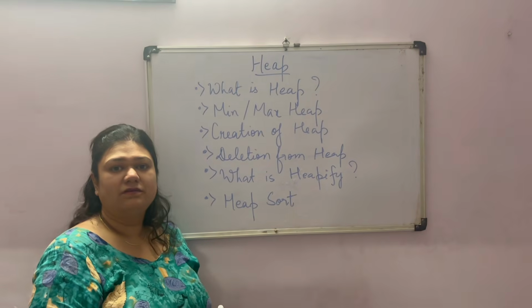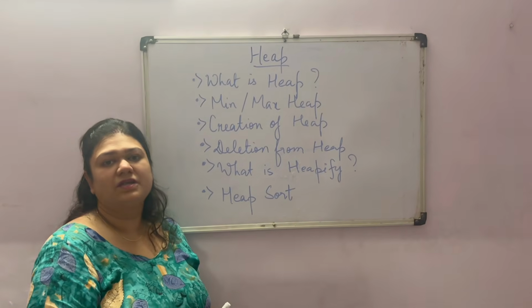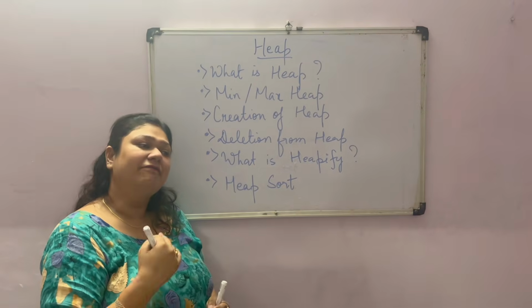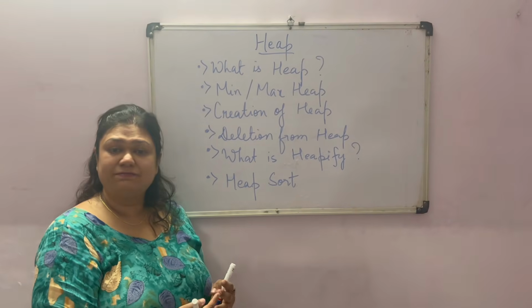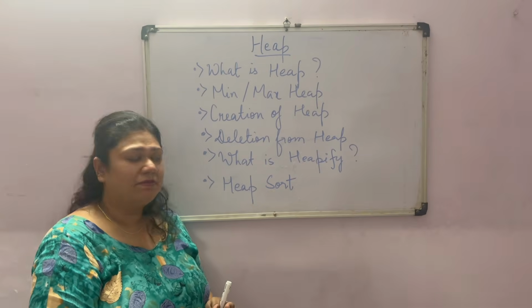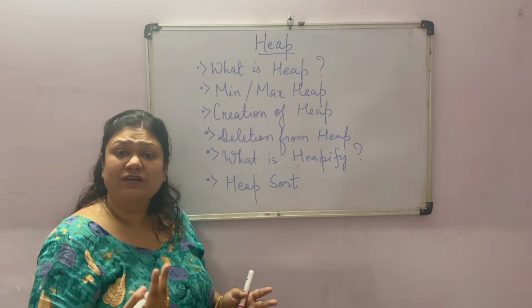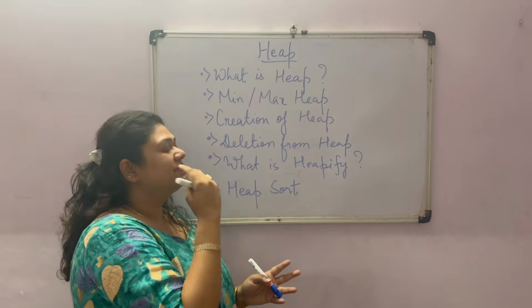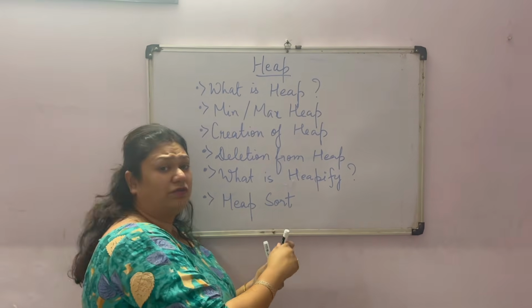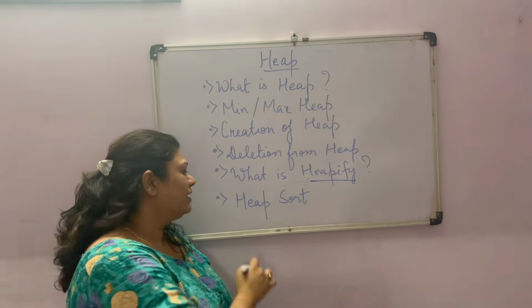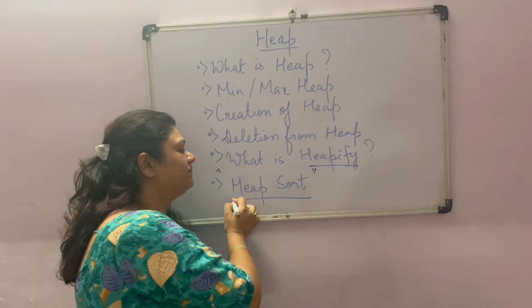So first we'll see what is a heap, types of heap which are min heap and max heap, and then we'll see about the algorithmic steps to create a heap, how to delete from an existing heap, and there is a different function called heapify function which we can use to create a heap. We'll look about the heapify function also, and lastly we'll look into the topic heap sort.